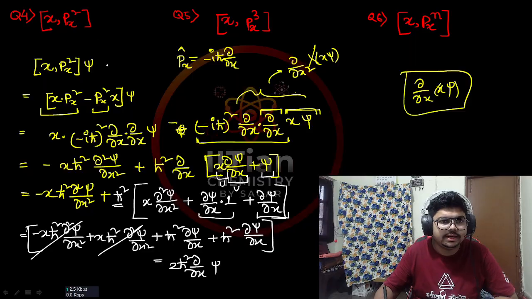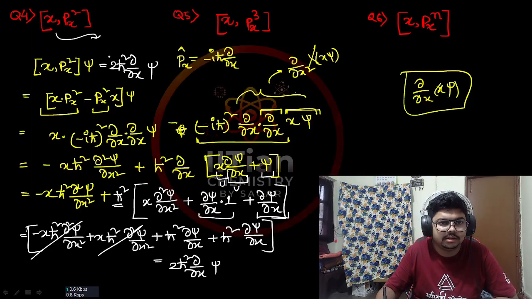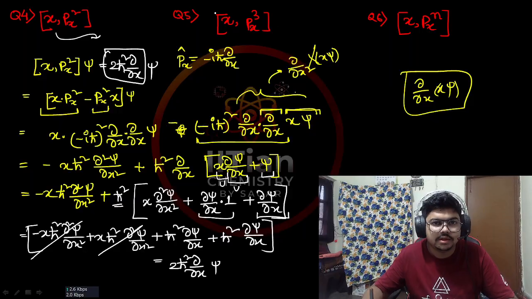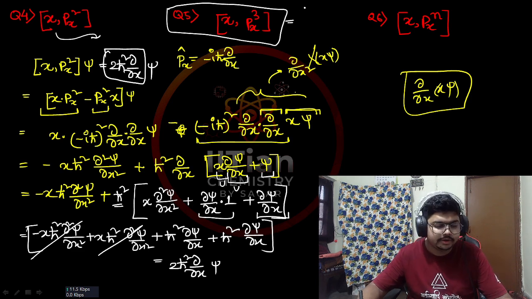Then what are we getting ultimately? This means 2h cross square del x of psi. That means the value of this commutator is 2h cross square del x. Now question number 5, I will extremely strongly recommend you to do it yourself.